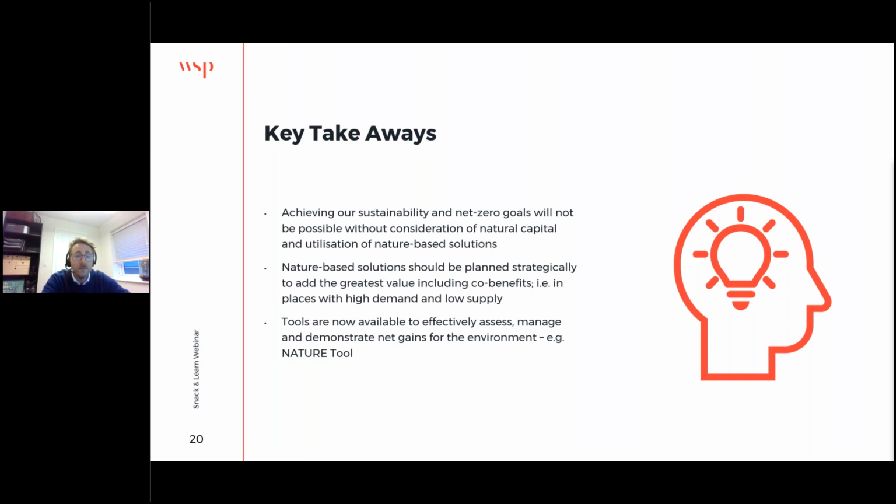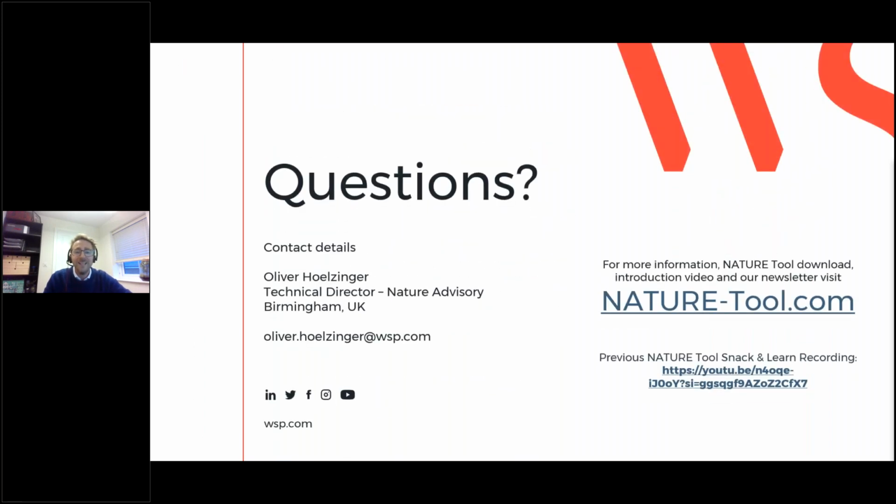And tools are now available to effectively assess, manage, and demonstrate net gains for the environment. For example, the nature tool. So there's really nothing stopping us anymore to think about natural capital and utilize nature-based solutions to generate wider environmental enhancements for the benefit of society and nature. Thank you very much for your attention, and now we can take on some questions you might have.